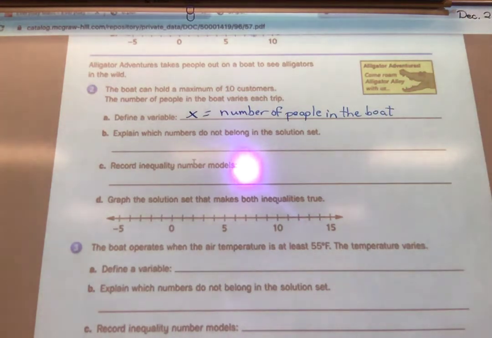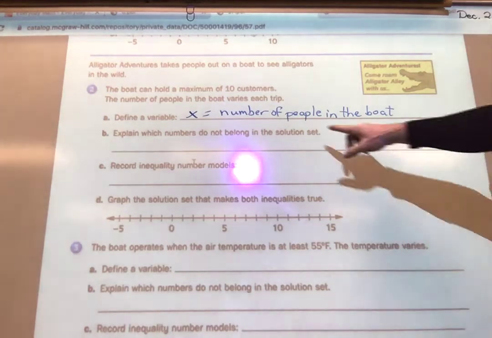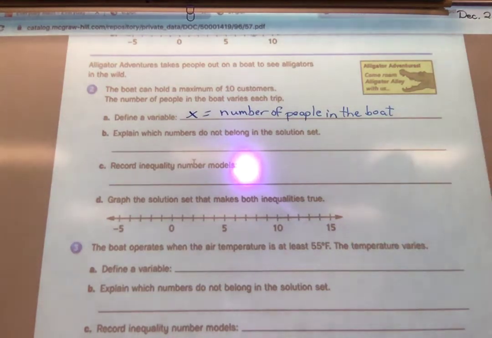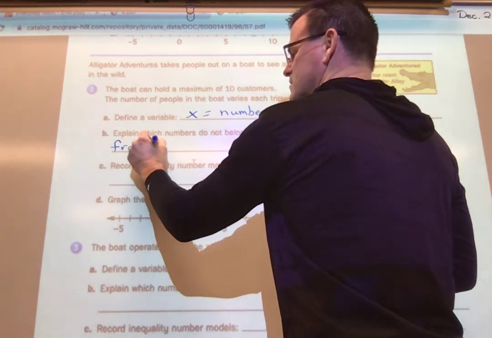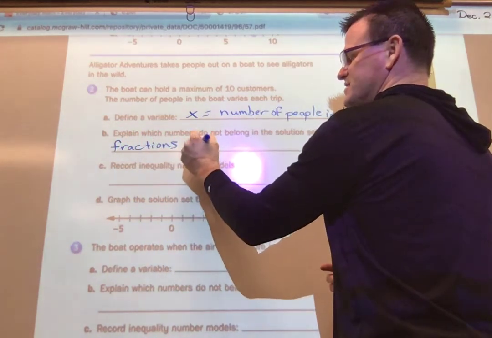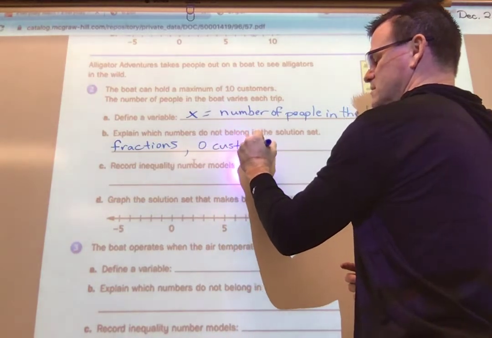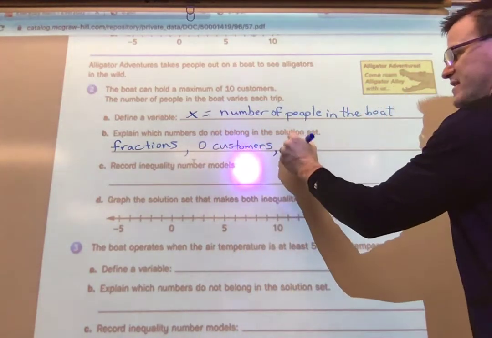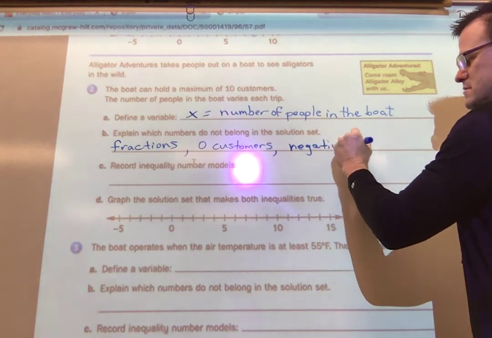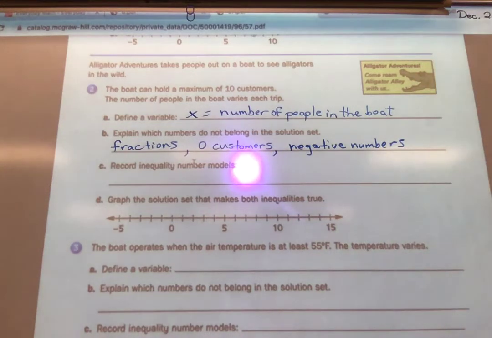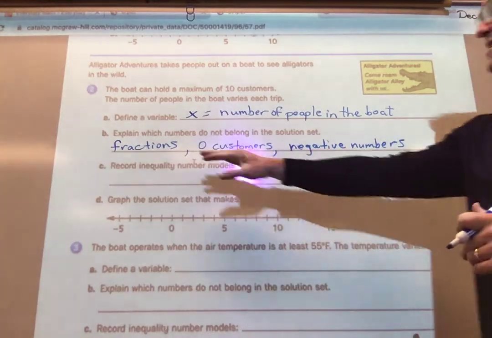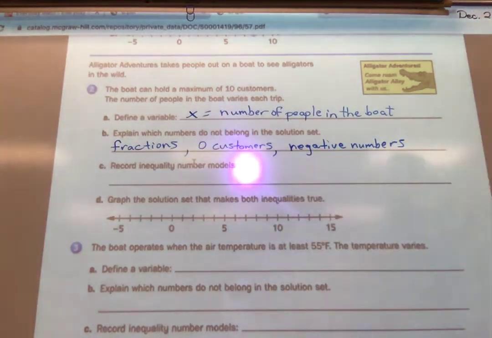And explain which numbers do not belong in the solution set. In this solution set, remember the set is all the answers that would make this true. And what I know, we can't have a fraction or a decimal of people, so no fractions. We also can't have 0 customers because the boat wouldn't go out. Okay, and we can't have negative numbers. And all these different things, these constraints that don't belong, can vary in every situation depending on what we're talking about. But in this case, no fractions. You can't have 0 customers, and you can't have negative numbers because we can't have negative people in the boat.